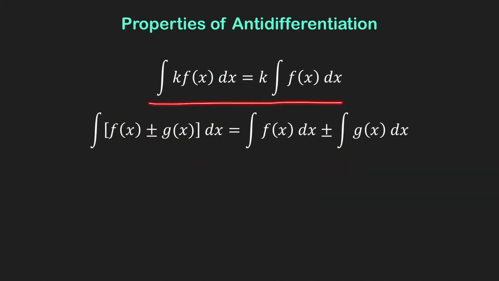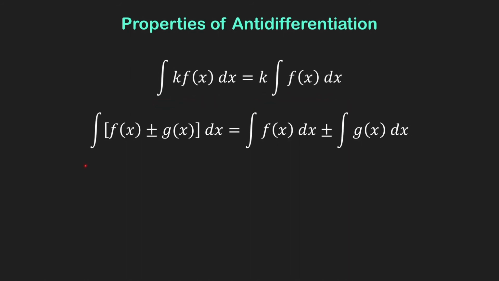This first property here tells us that a constant factor of the integrand, in this case we have the constant factor k, can be moved outside or in front of this integral here. So this integral here is just equal to the constant factor k and then times the integral of f of x dx.